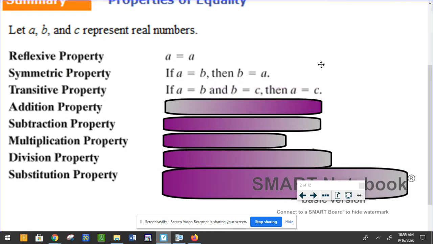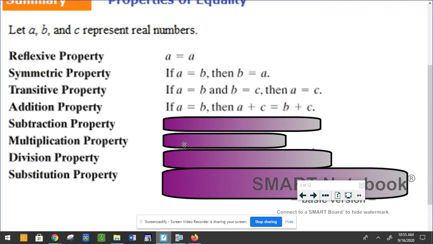Transitive property: if A equals B and B equals C, then A also has to equal C. You will use the concept of that. By the way, most of this stuff, everything on this page, if you've solved equations, you've used it whether you know it was that property or not.